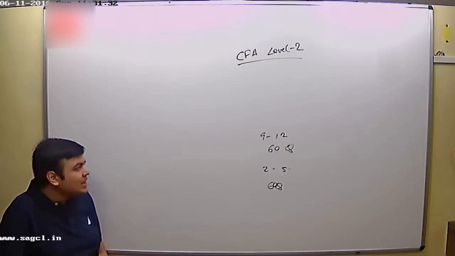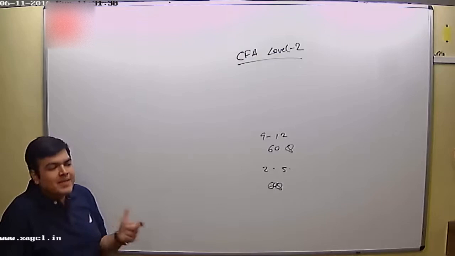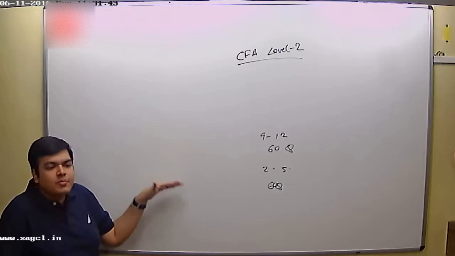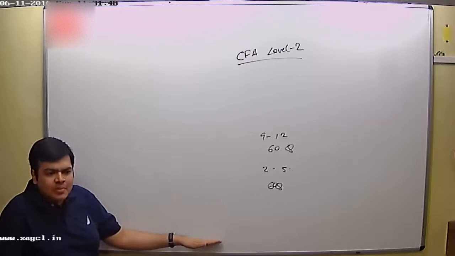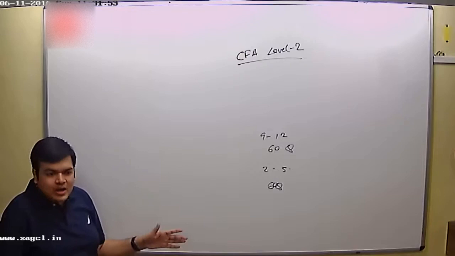Another thing about the 60 MCQs is that in level 1, you had the number of questions and everything defined. The first 18 questions were from ethics. The next 14 questions were from quants. The next 10 questions were from, let's say, economics. Was 12 questions, sorry. Then the next 6 questions were from derivatives, another 4 questions from alternate investments, again 6 questions from portfolio. So you had the questions segregated.